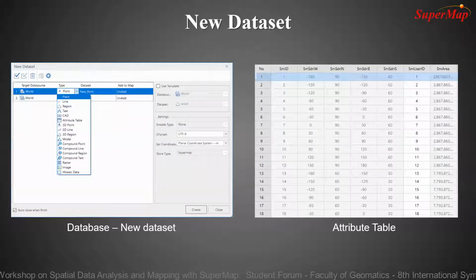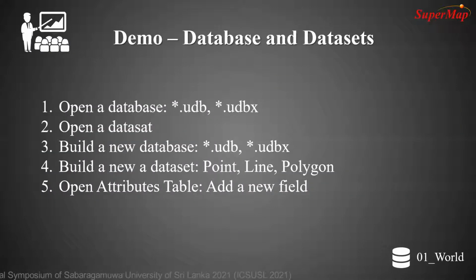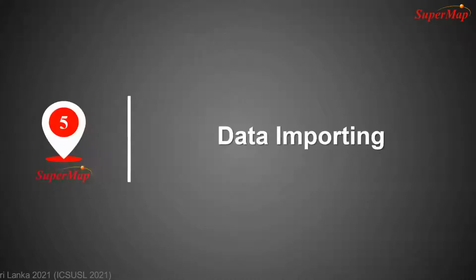The first method for us to operate with a dataset is to create a new dataset. When we want to create a new dataset, we can choose the type we want to create, and also we can set the attribute table for it. There is a demo that I will show you later. And this is to show a database data source and others.